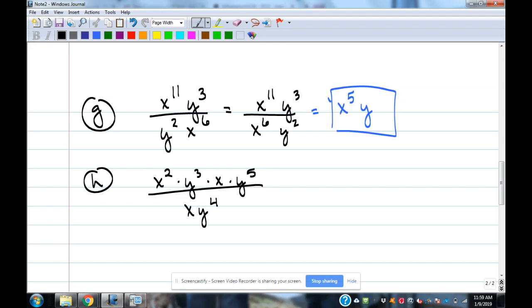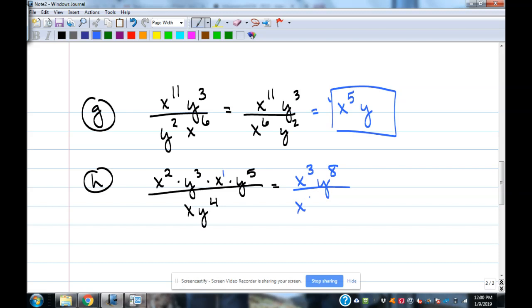Again, we're going to go through the process of looking at the top and saying, can I put anything together? Can I work anything out on the top? I got some of them that had the same bases. I got an x squared and a plain x. So those are the same base. When I multiply those two together, what do I get? X to the 2 plus 1 is 3. And then the y's, same idea: y cubed, same base over here, y to the 5th. That'd be y to the 8th.